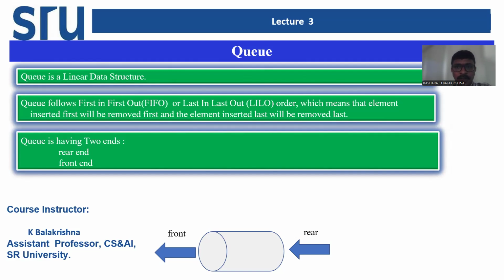First, again, I'm giving one definition for queue. Queue is, first of all, a linear data structure. Then it follows first in first out or last in last out operation. In the previous example, if I'm going with stack, there is only a single end.